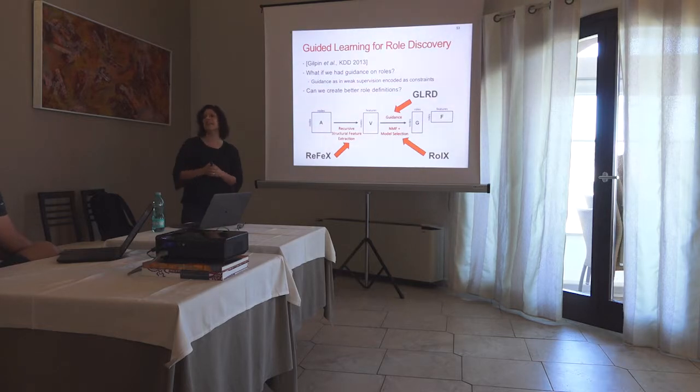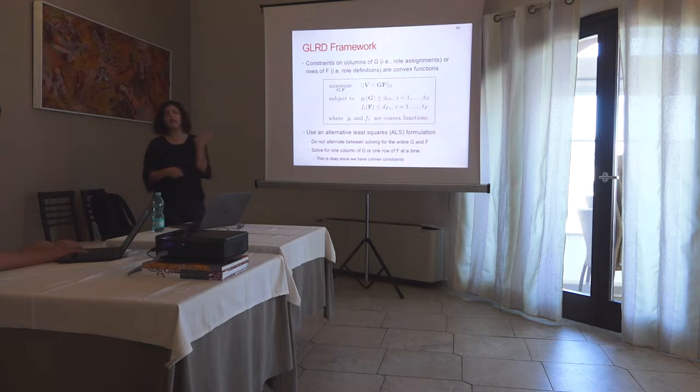Or you may say, you know what, I already know that there's going to be bridges in my network. I don't care that you're going to find nodes whose most prominent role is a bridge. Find me other types of roles. And so we could do that. We could take that guidance into account and find the right role space. So how do we do this?